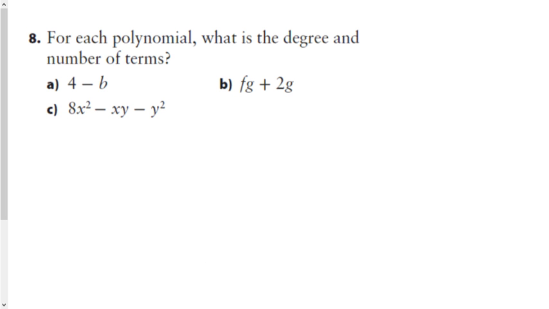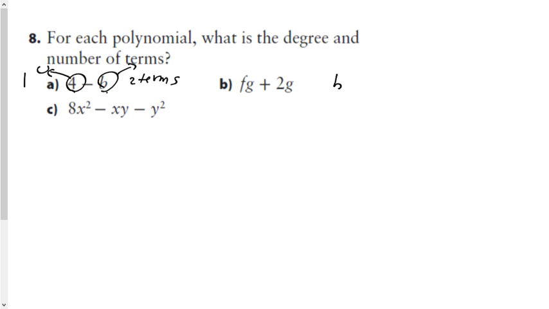Question 8, for each polynomial, what is the degree and the number of terms? So here we have one term, two terms. And remember, the degree is determined by each term's individual degree. 4 has a degree of 0. B has a degree of 1. So the entire binomial has a total degree of 1.